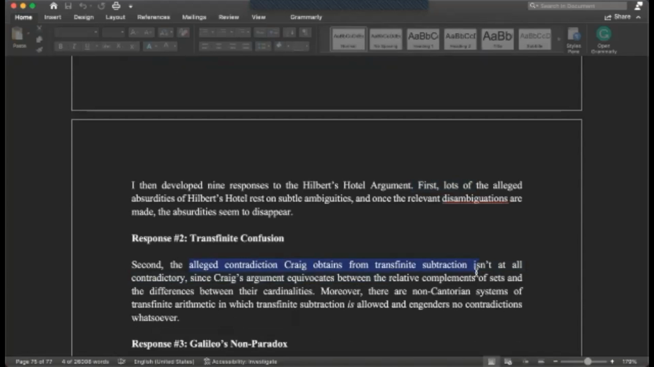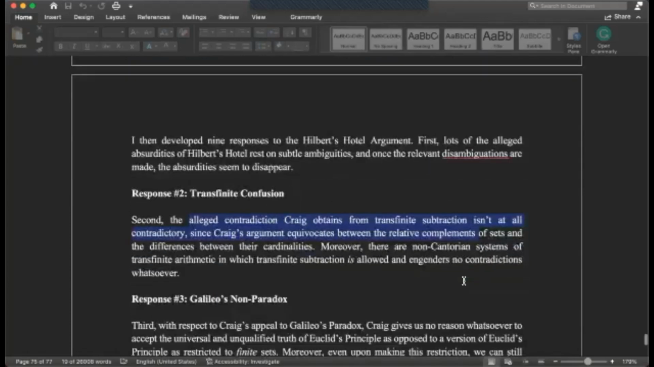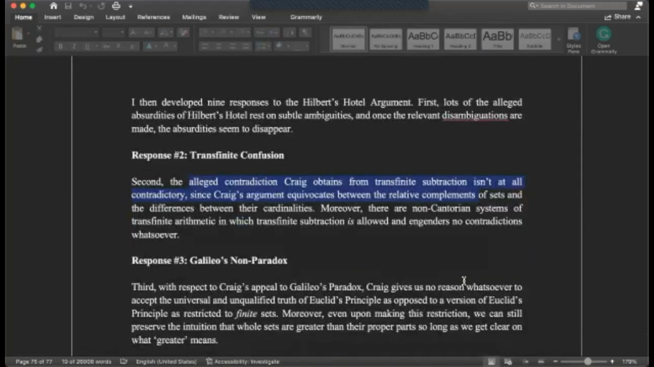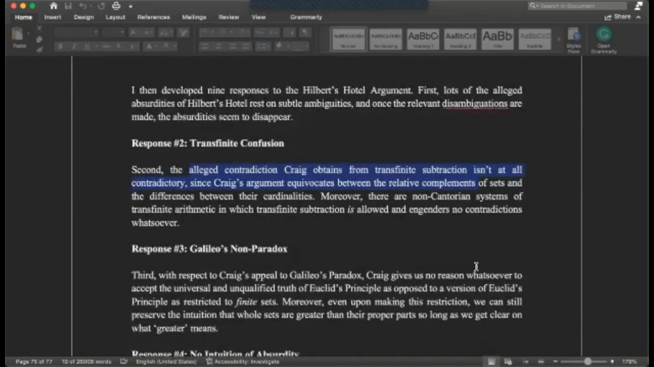equivocates between the relative complements of sets and the differences between their cardinalities. Moreover, there are non-Cantorian systems of transfinite arithmetic in which transfinite subtraction is allowed and engenders no contradictions whatsoever. Third, with respect to Craig's appeal to Galileo's paradox, Craig gives us no reason whatsoever to accept the universal and unqualified truth of Euclid's principle, as opposed to a version of Euclid's principle as restricted to finite sets. Moreover, even upon making this restriction, we can still preserve the intuition that whole sets are greater than their proper parts, so long as we get clear on what greater means.